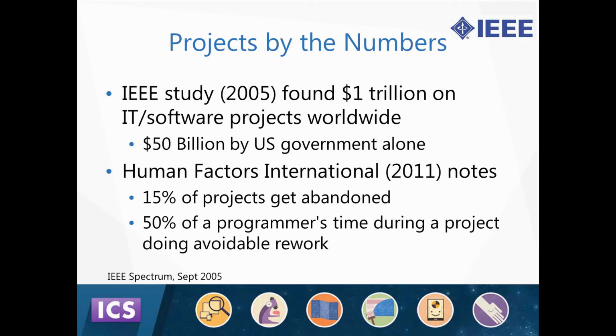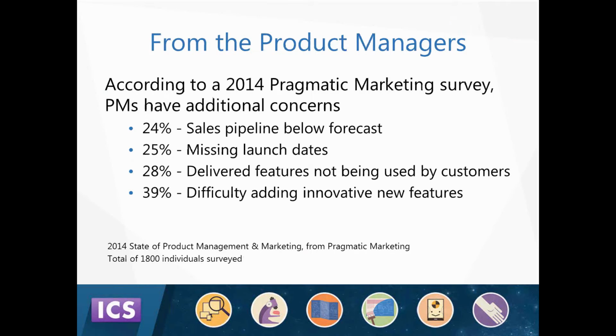If you're a product manager out there, from the 2014 Pragmatic Marketing Survey, product manager folks have different concerns than developers do. A good percentage of them are worried about their sales pipeline. Right? If the product isn't going to sell, again, that becomes a problem. Likewise, missing scheduled launch dates. Right? A lot of work goes into some big software releases, getting the word out there, hyping things, getting ready for trade shows. If you miss a launch date, that can, again, have a big financial impact.